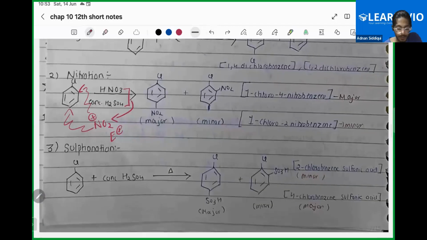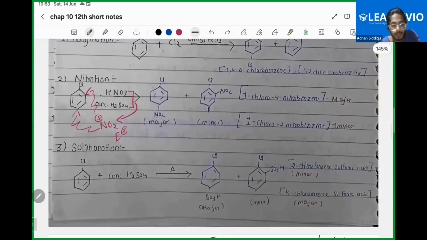What is the difference between nitration and sulfonation? In nitration, we are using HNO3 plus concentrated H2SO4. But in sulfonation, we will only use what? Only concentrated H2SO4, not HNO3. This is the difference.